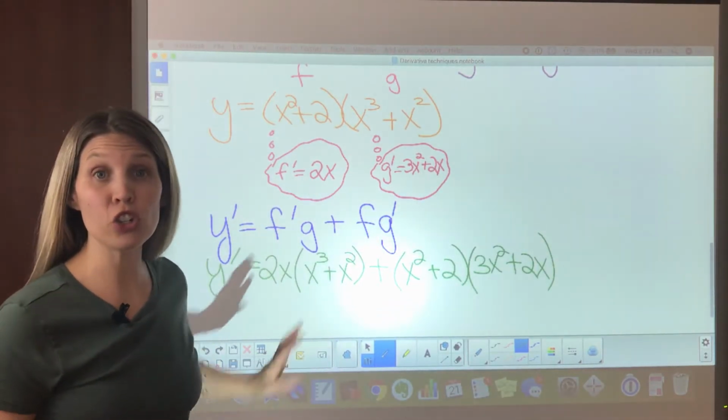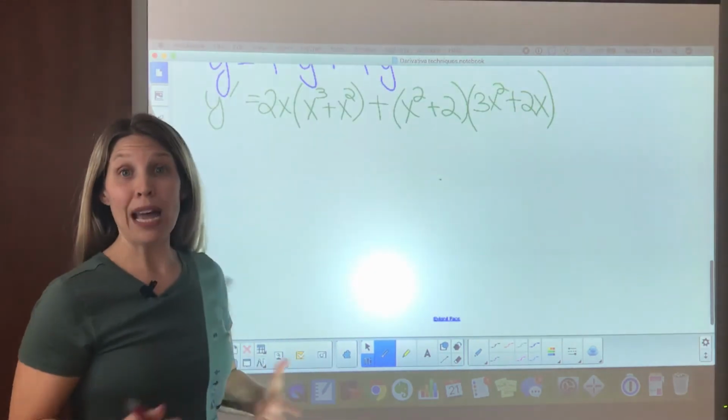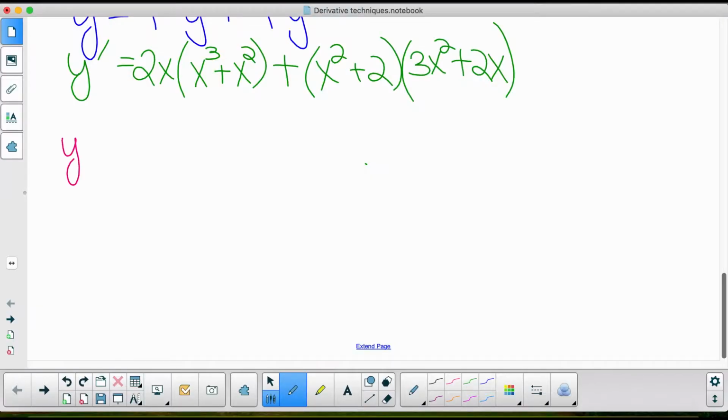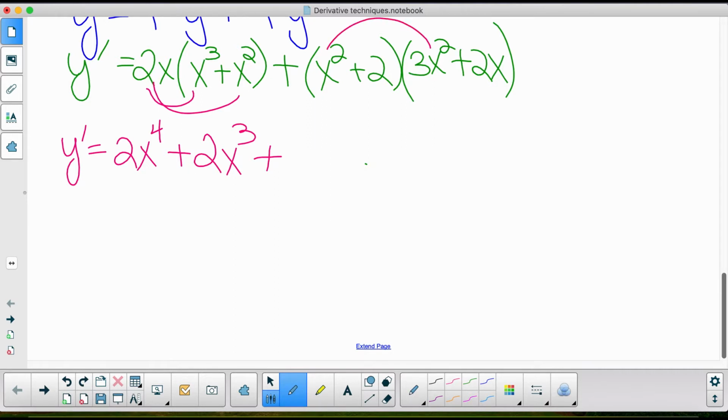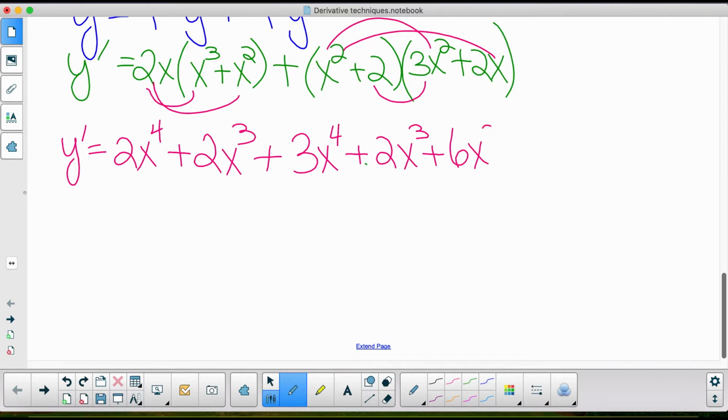After this, you're just doing algebra. So now we're going to factor. y prime equals 2x to the fourth plus 2x cubed plus, now we have to factor this mess on the right-hand side, x squared times 3x. So we've got 3x to the fourth plus 2x to the third plus 6x squared plus 4x.